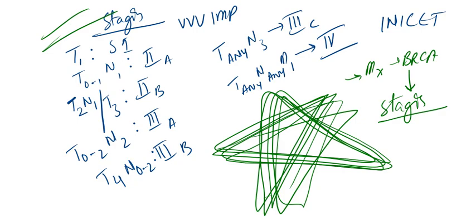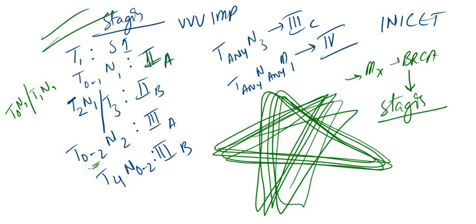Now some of the doctors are asking, what are you asking? Which one? T0 to 1, T0 to 2, this one, how you will do? See, T0 to 1 means T0N1 or T1N1. So either of it can be considered as stage 2A. That is the meaning of it.